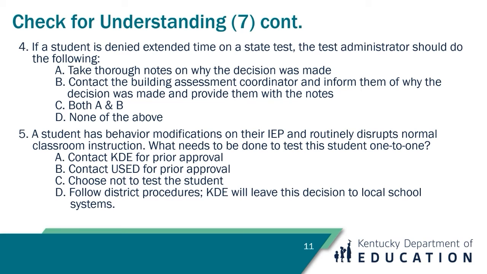Number 5, a student has behavior modifications on their IEP and routinely disrupts normal classroom instruction. What needs to be done to test this student one-to-one? A, contact KDE for prior approval. B, contact USED for prior approval. C, choose not to test the student. D, follow district procedures. KDE will leave this decision to local school systems. The answer is D. This is a local decision that does not require the involvement of KDE or USED. Simply follow district procedures. If you are unsure what those procedures are, contact your building assessment coordinator or district assessment coordinator.